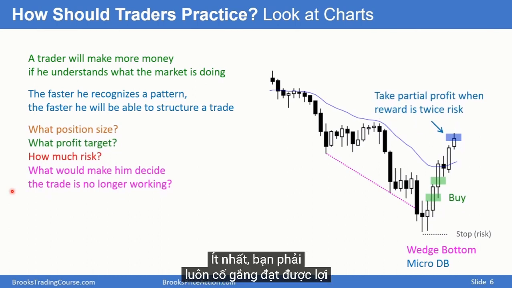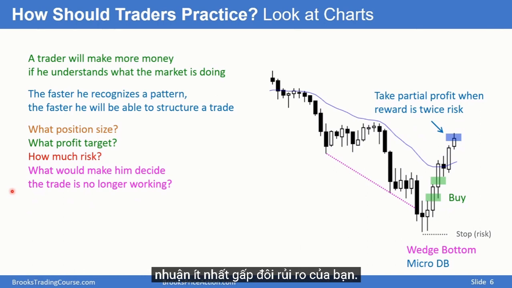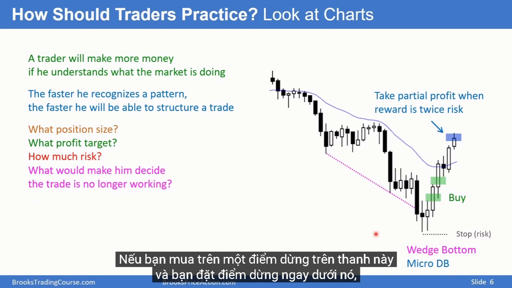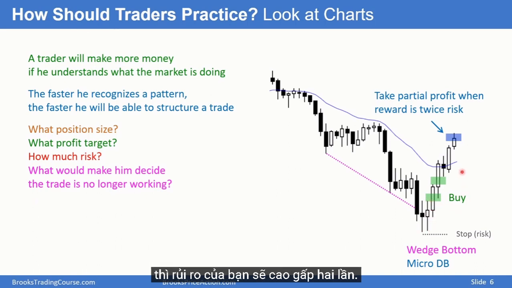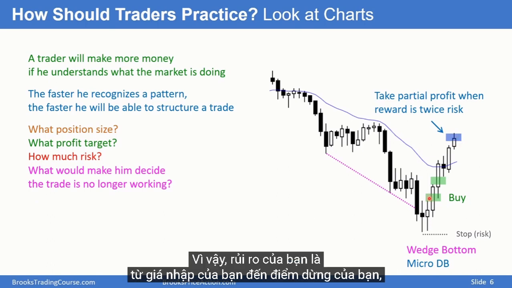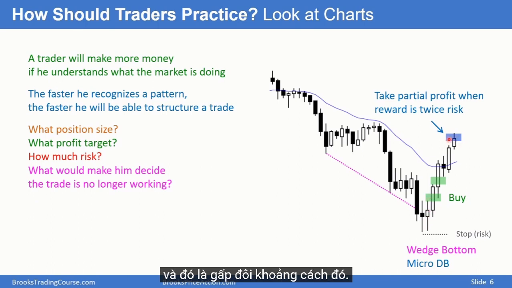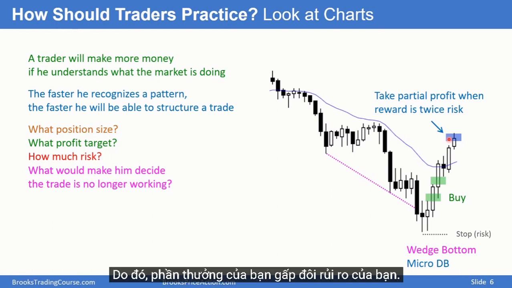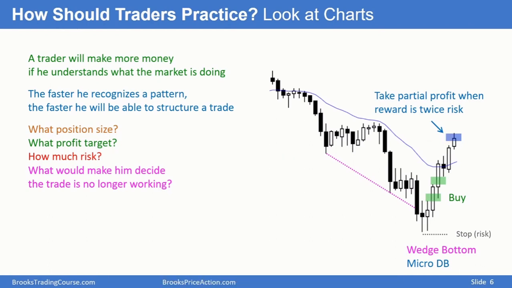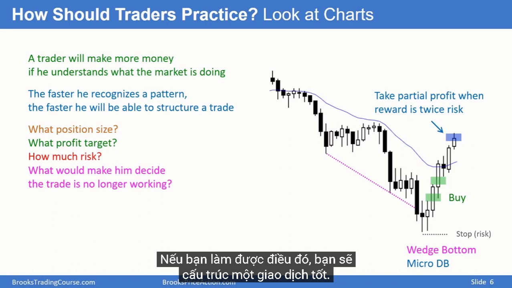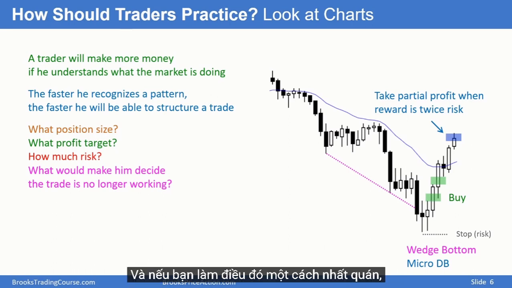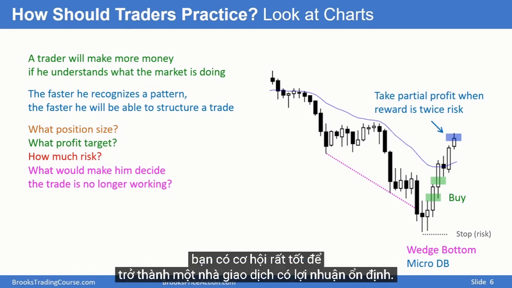At a minimum, you should always be trying to go for a profit that is at least twice your risk. If you buy on a stop above this bar and you put your stop just below it, this is 2 times your risk. So your risk is from your entry price to your stop, and the target is twice that distance. Therefore, your reward is twice your risk. If you do that, you have structured a good trade. And if you do that consistently, you have a very good chance of being a consistently profitable trader.